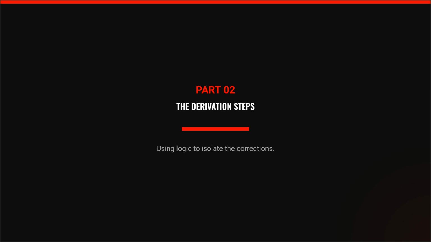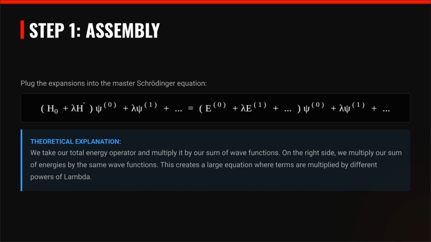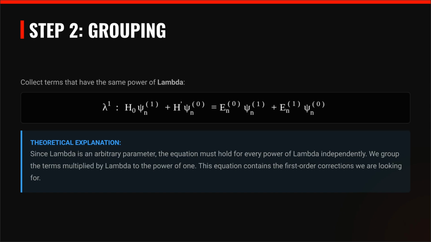Now we move to part 02, the derivation steps. Here we use logical steps to isolate and solve for the energy and state corrections. Step 1 is assembly. We plug the full expansions for the Hamiltonian, energy, and state into the master Schrödinger equation. This generates a large equation where terms are multiplied by different powers of lambda. Step 2 is grouping. We collect terms that have the same power of lambda. Focusing on lambda to the power of 1 gives us the equation containing the first-order corrections.